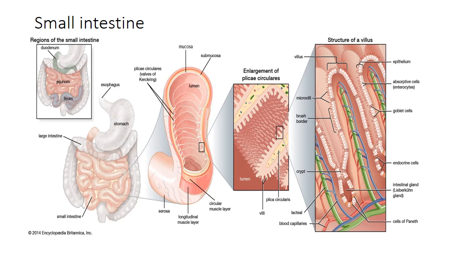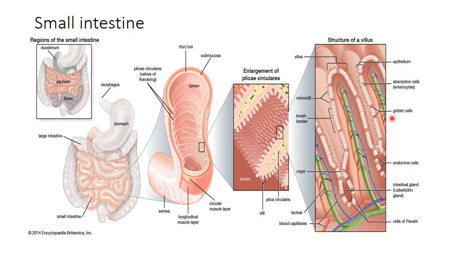This mucosa contains lots of circular folds, called plicae circulares, or the valves of Kerckring. If we zoom in on this portion, we can see various finger-like projections called villi. The main significance of villi is to increase the surface area for absorption. At the top are cells called enterocytes, which have microvilli that look like a brush border, hence these are known as brush border cells, which secrete various enzymes for digestion.